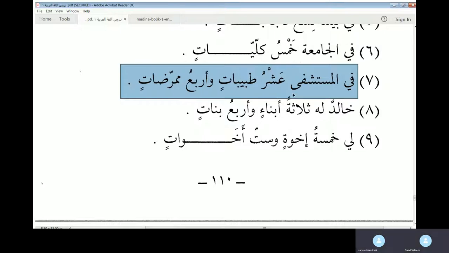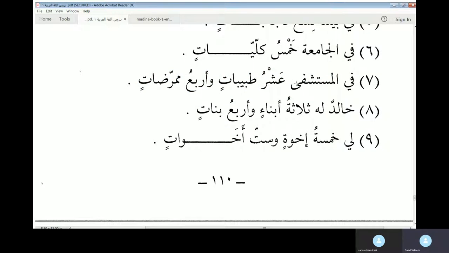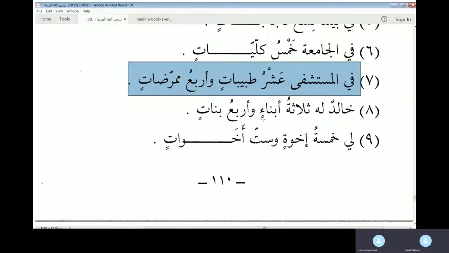في المستشفى. Because of fi, we won't use the dots with ya here, and this is our different thing. Here we cannot apply the rule of harf jar. في المستشفى عشر طبيبات وأربع ممرضات. In the hospital, there are 10 doctors and 4 nurses.